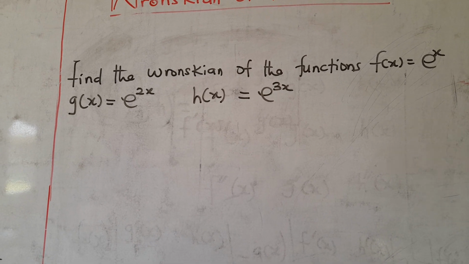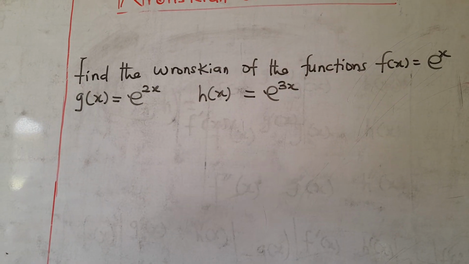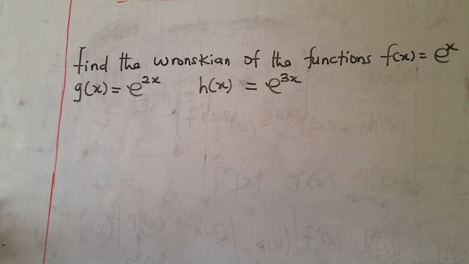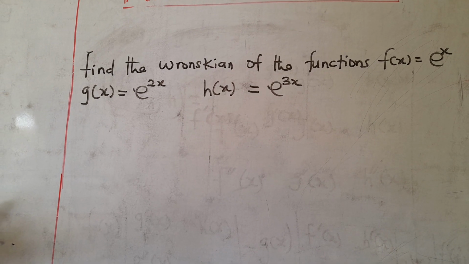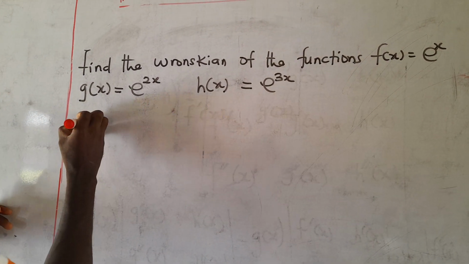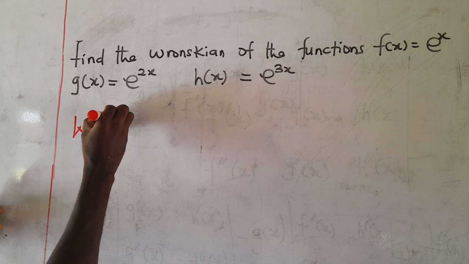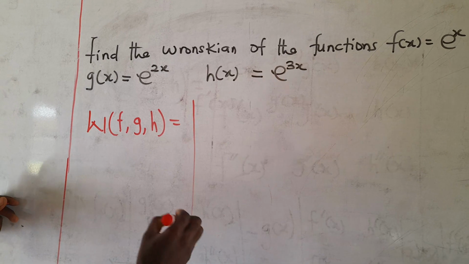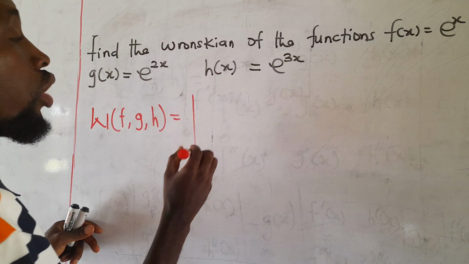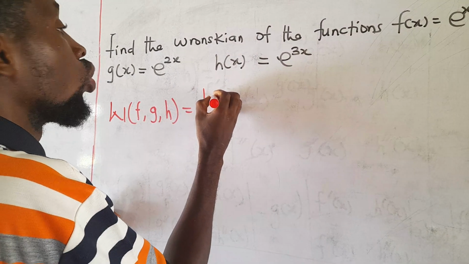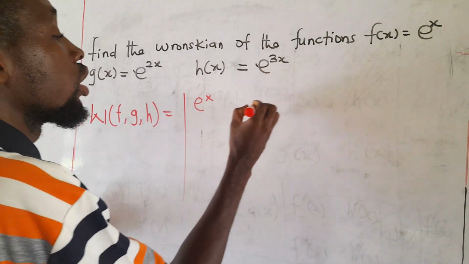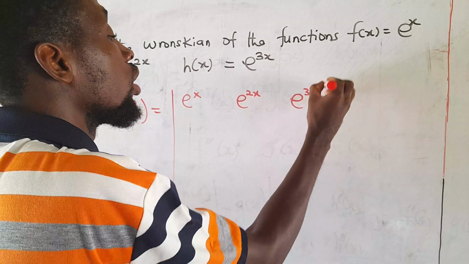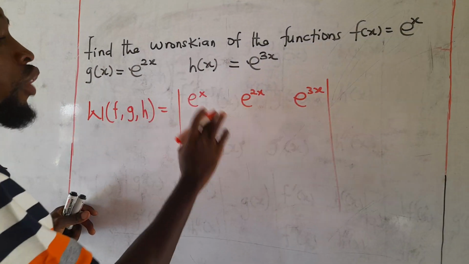So now, let's say find the WRONSKIAN of the function f of x equal to e exponent x, g of x equal to e exponent 2x, and h of x equal to e exponent 3x. How do we find the WRONSKIAN? So the WRONSKIAN of f, g, and h will be equal to the determinant of the matrix. First column will be the functions, that's e exponent x, e exponent 2x, and e exponent 3x. Then the second column will be the differential of each of the functions.